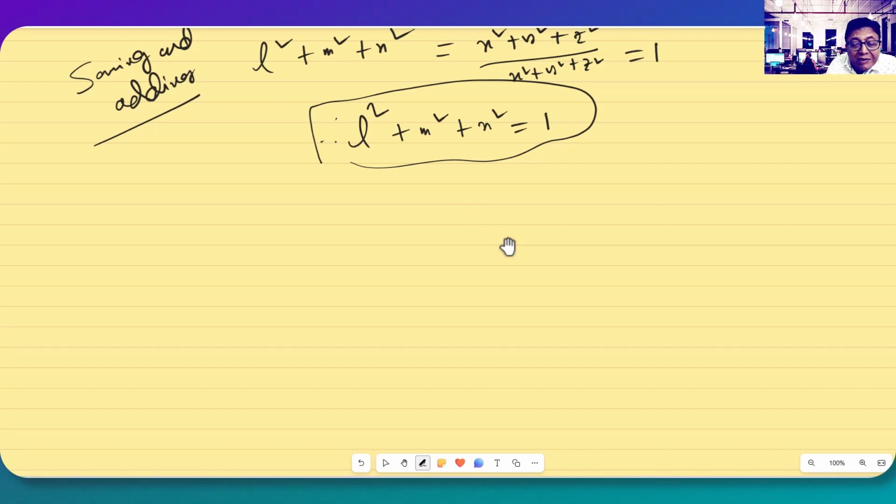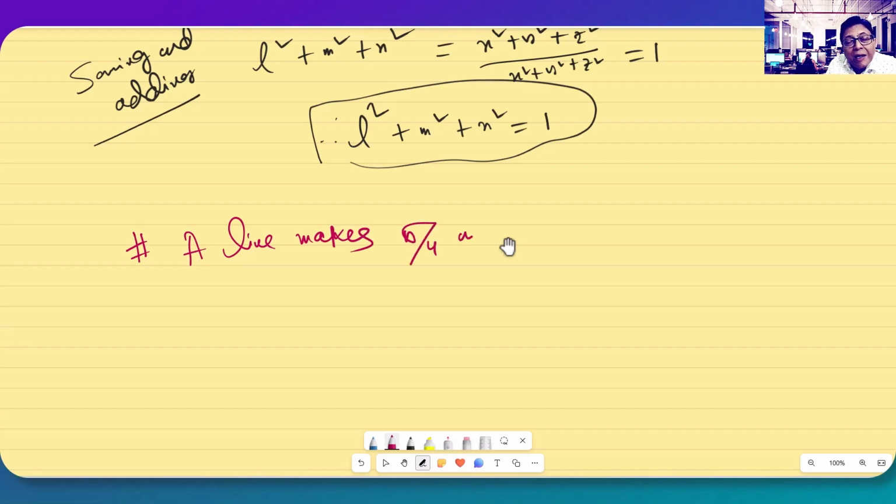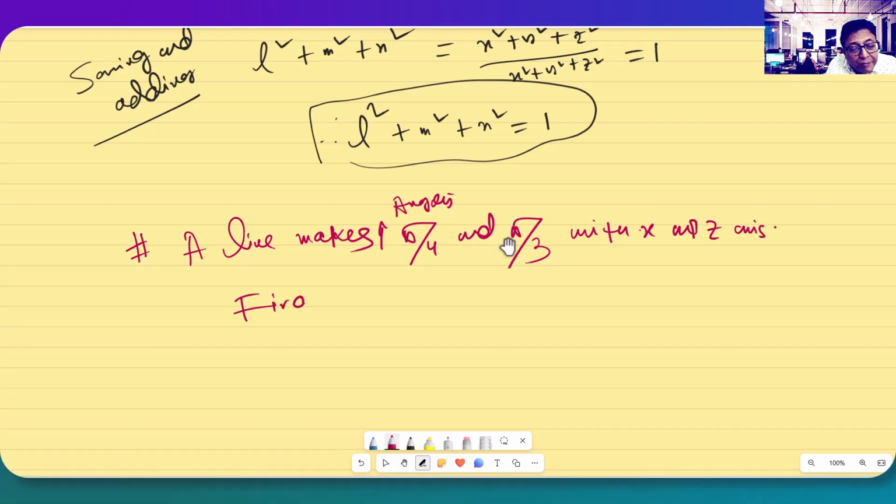So a simple question I will be discussing with you. A line makes angles pi by 4 and pi by 3 with the x and z axis. Find the angle made by it with the y-axis.